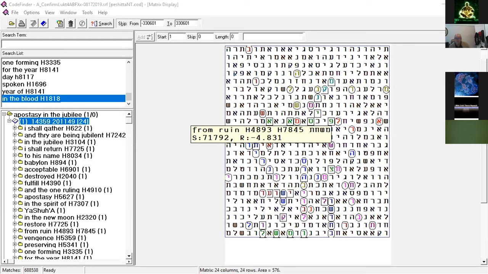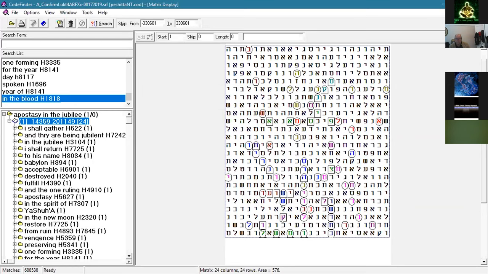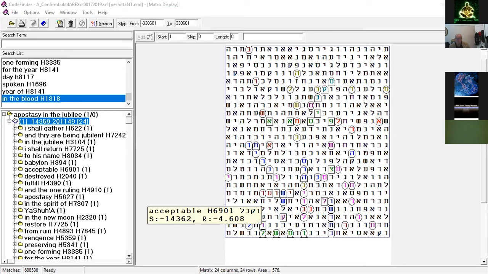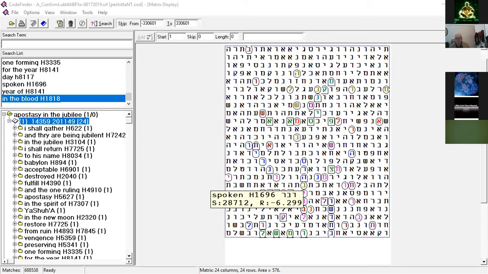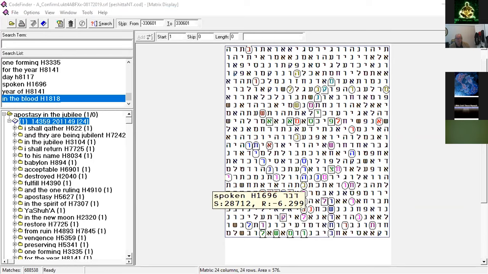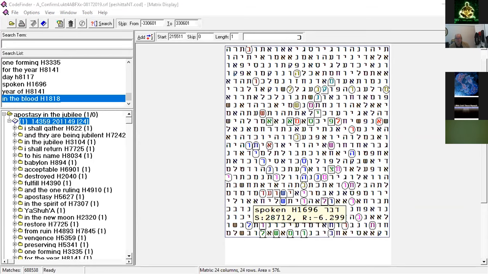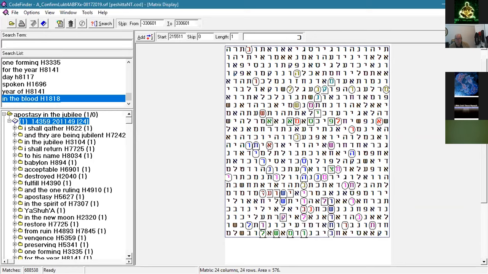and where is it? I just wish I could remember where that was. But there was a lot that's added to it. The acceptable. And that coincides with the spoken, and where is that? Where is the spoken? Okay, here it is. The spoken is here. And here with Yeshua, right at the end of Yeshua, Yeshua spoke.